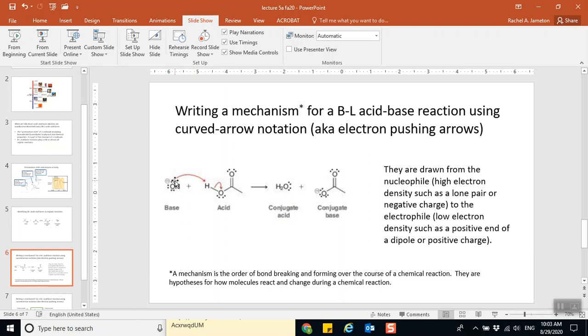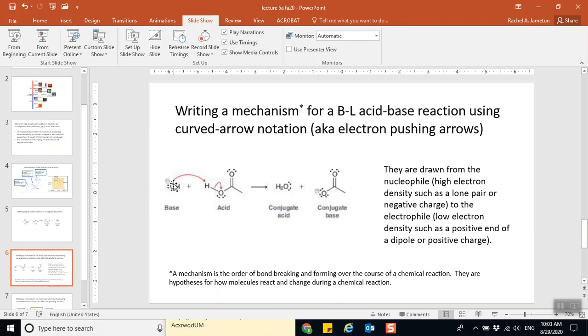This sometimes is a little bit confusing in acid-base reactions because sometimes students just want to show how the proton moves. They're like, oh, the proton jumped from the acid to the base, so that's how I should show my arrow. And that's a really common mistake in the beginning. That's actually not how we use electron pushing arrows. Electron pushing arrows show the flow of electrons, not the flow of protons.